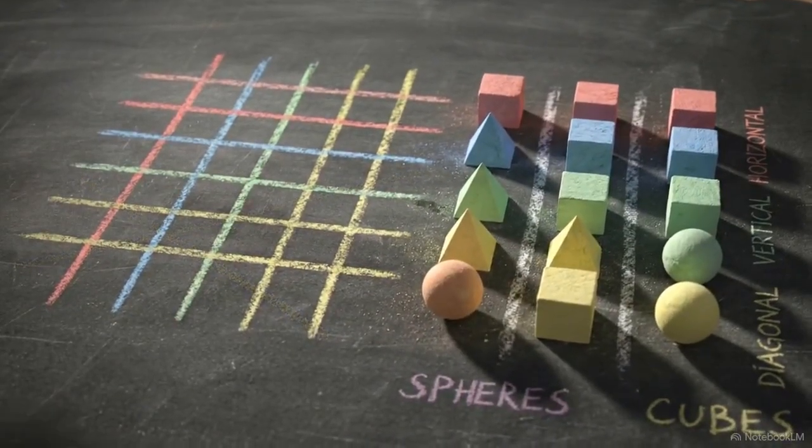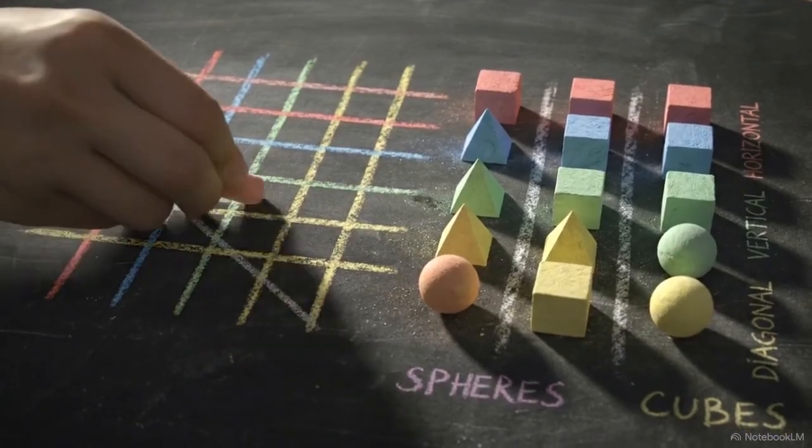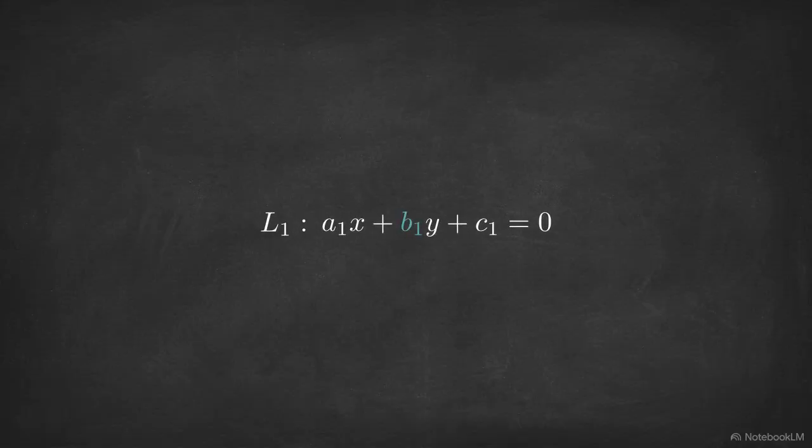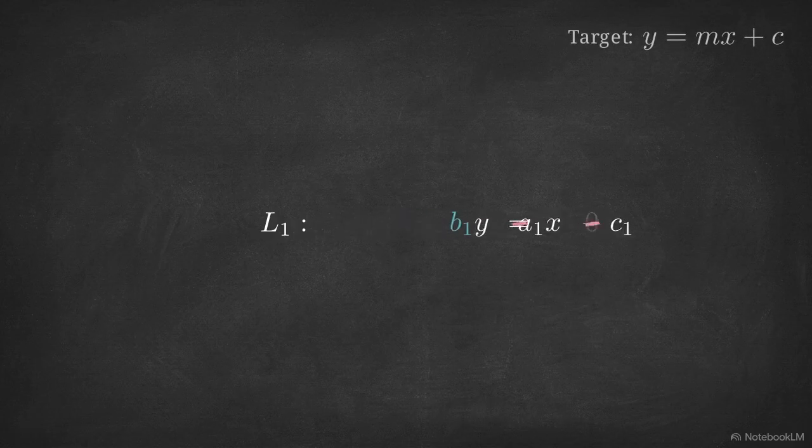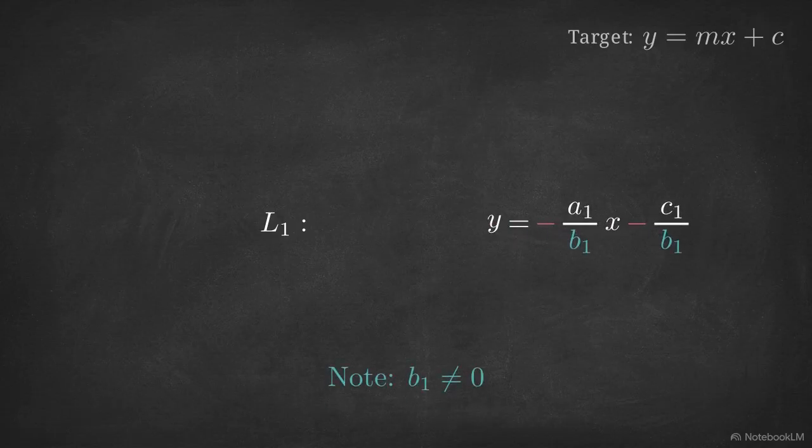To find the connection, we start by isolating the slope within the equation of our first line. Our goal is to transform this general form into the slope-intercept form, y equals mx plus c. We move the x term and the constant to the right side of the equal sign. Then we divide the entire equation by the coefficient b1. This is possible because our initial requirement is that b1 is not 0.